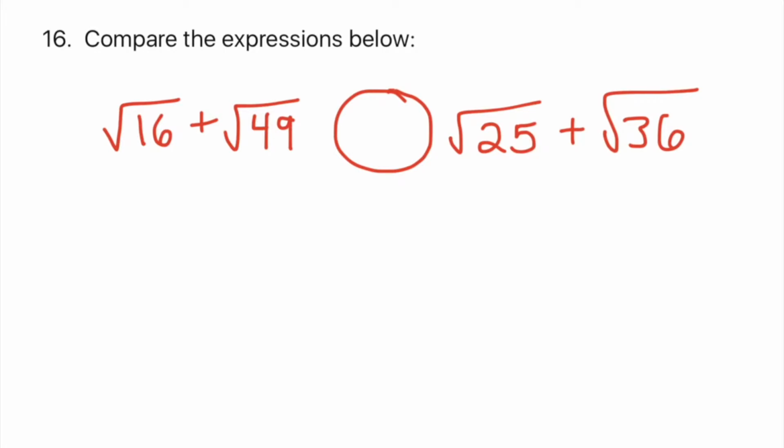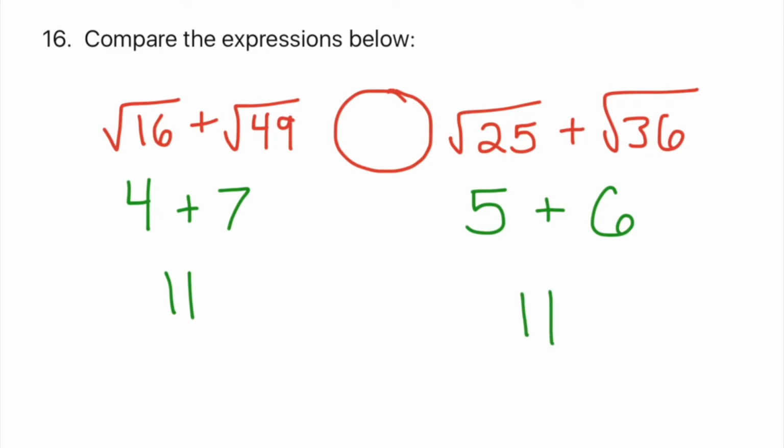16, compare the expressions below. Let's start with our left expression. The square root of 16 is 4, plus the square root of 49 is 7. So that gives us a total of 11. Over on the right side, the square root of 25 is 5, plus the square root of 36 is 6. Those added together also give us 11, so these two are equal.